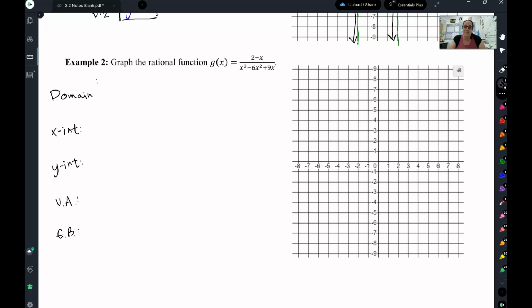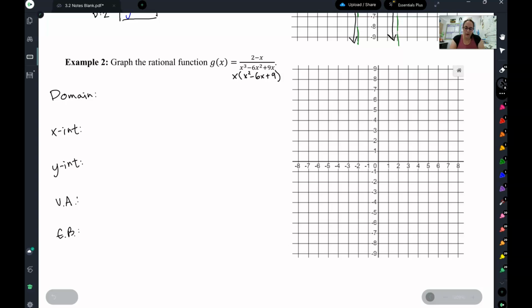So let's factor this together, and then I'll have you pause the video and try finding the big 5 on your own. So if I go to factor this, the first thing I notice is that they all have an x in common. So I'm going to take that x out that they all have in common.